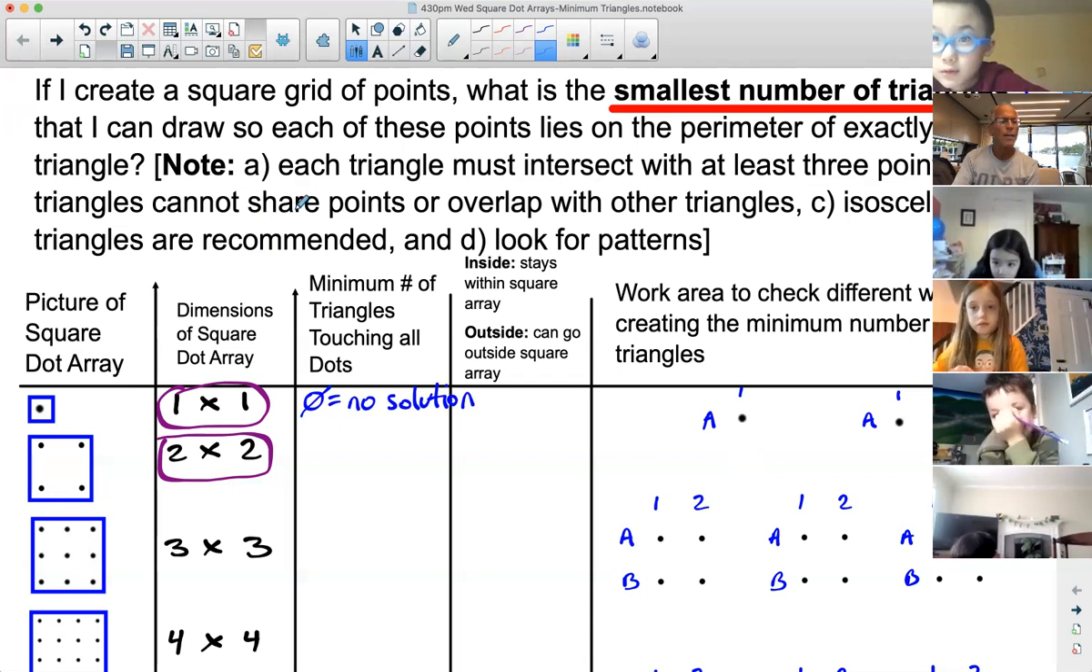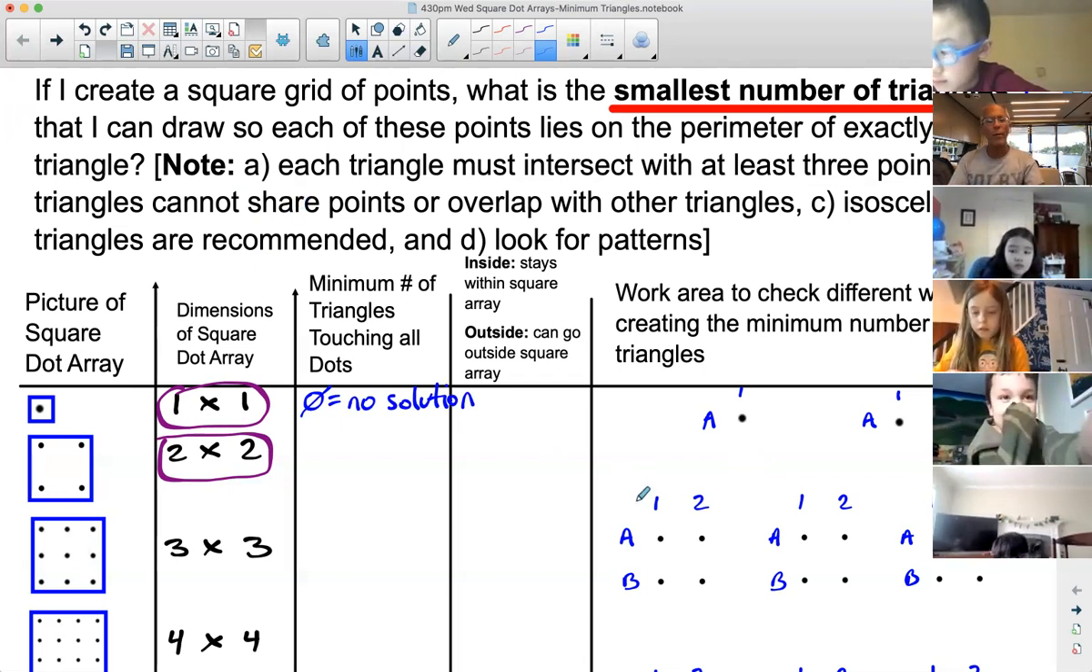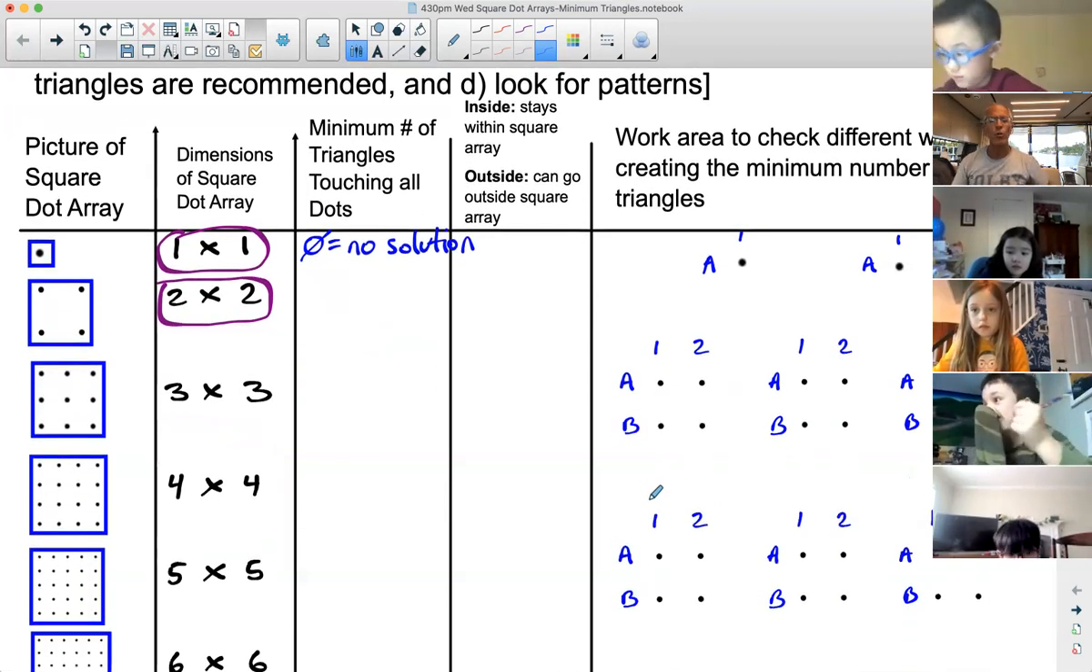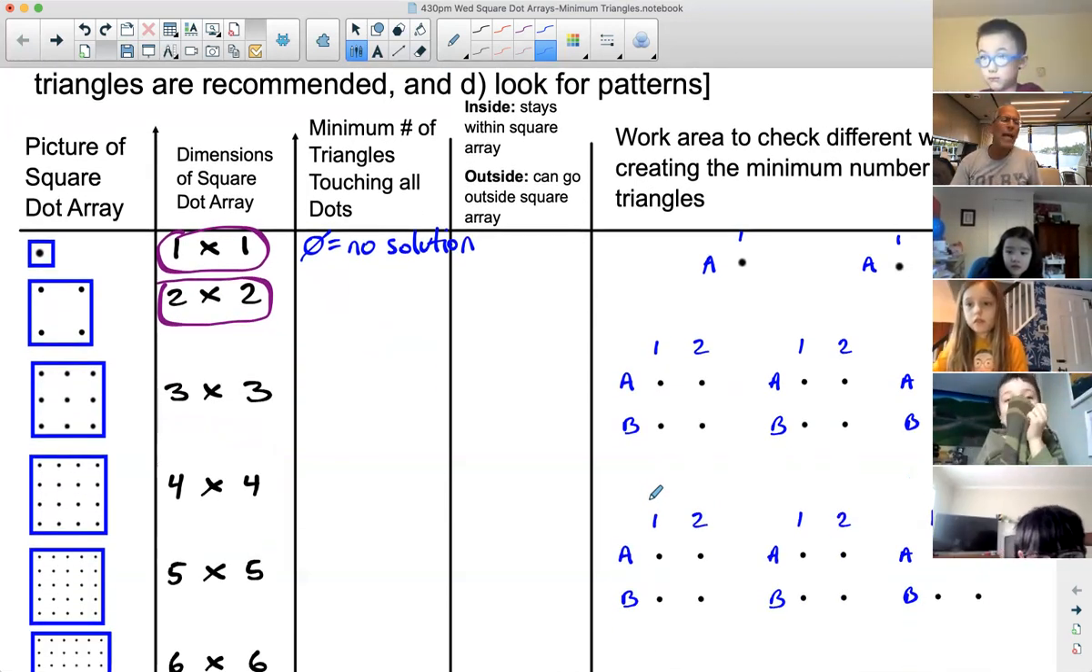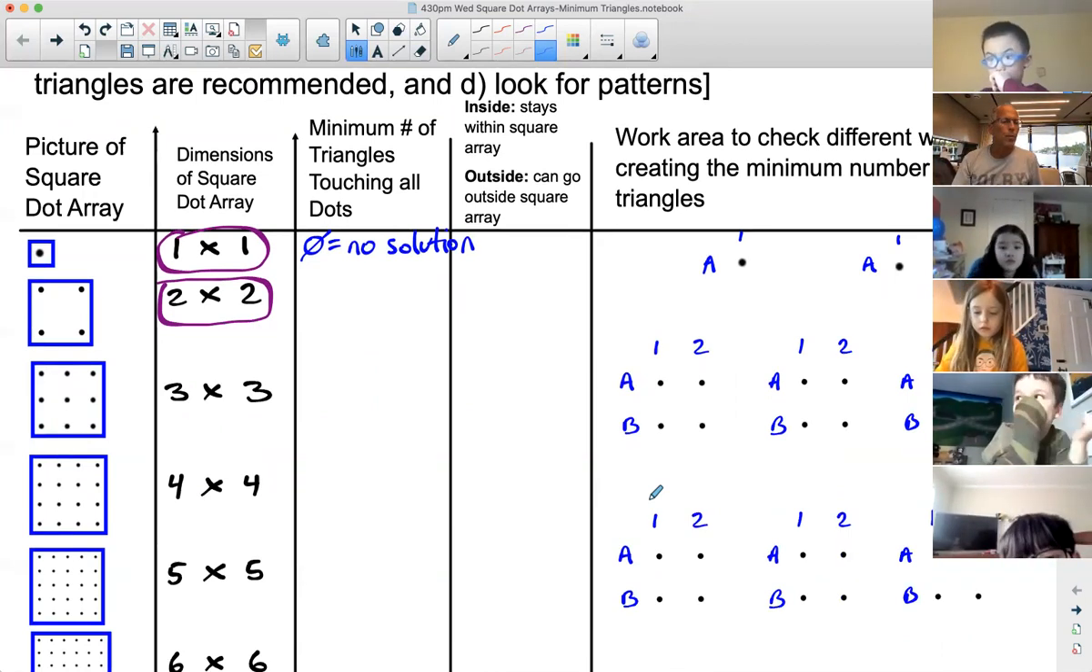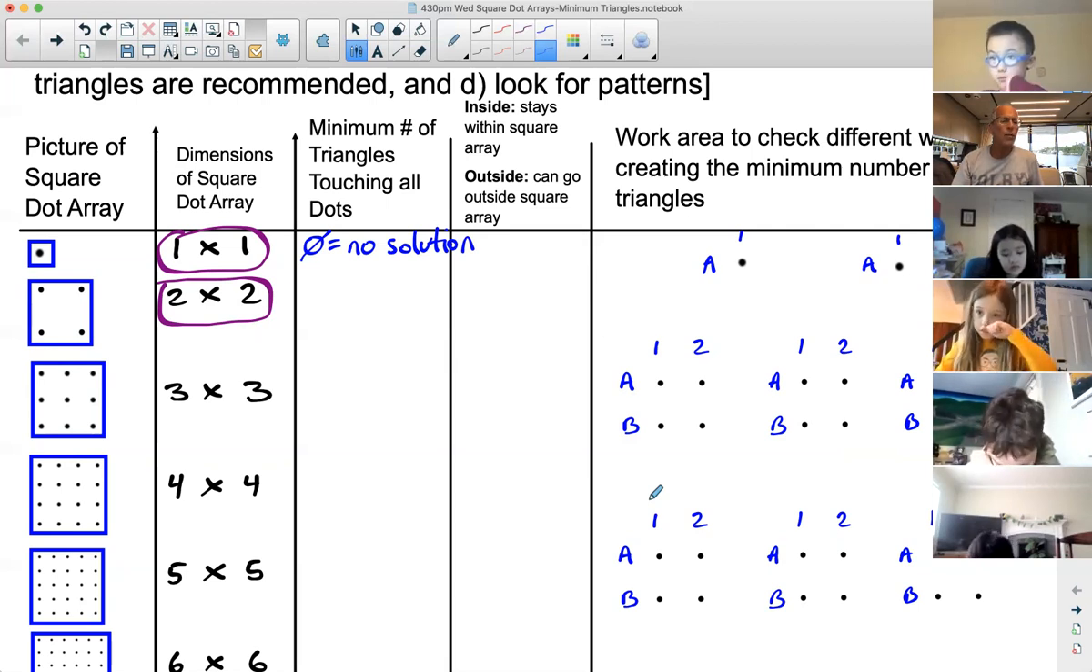There are no solutions for a 1 by 1 array. Now, the next thing we're going to do is you guys are going to go down a little bit and look at the 2 by 2 array. Now I've labeled the points A1, A2, B1, and B2. Now I want you to create as few triangles as you can and connect all 4 dots.